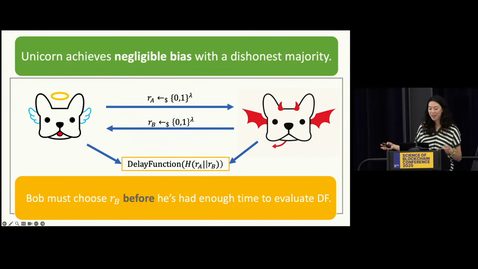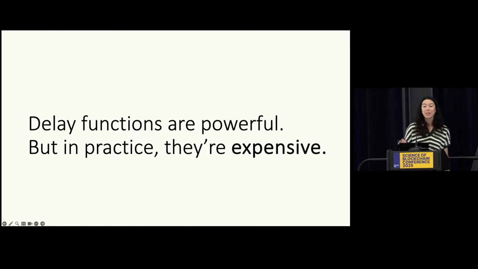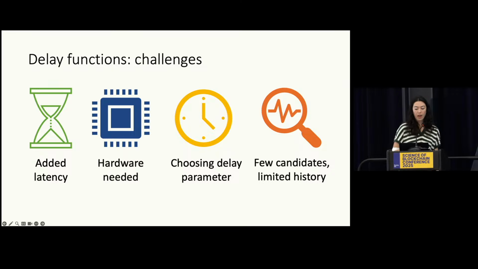And so Unicorn achieves a provably negligible bias with a dishonest majority. Yeah, and this delay function construction paradigm is really the only one we know for obtaining dishonest majority randomness beacons. But while delay functions are very powerful, as we just saw, it turns out that they're also pretty expensive to deploy in practice. And there are several big challenges that we face in deploying delay functions.